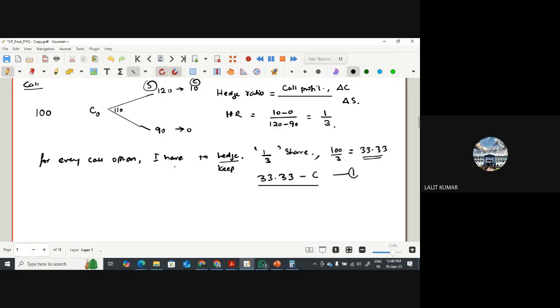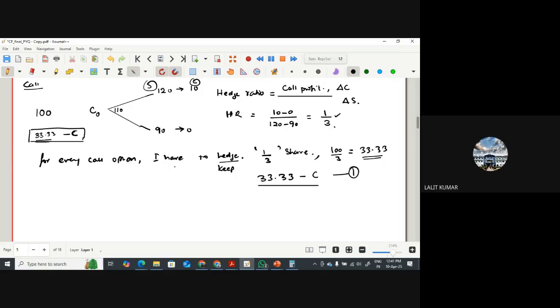Is this understood? Jalaj? No, sir. How does minus C come here? Because here I have to purchase that call option, so I have to spend that C amount. Okay. So here I have purchased 1 by 3 share, for which I have to spend 33.33 rupees, and then I will purchase that call option, so I'll spend something C. So this is my present value.